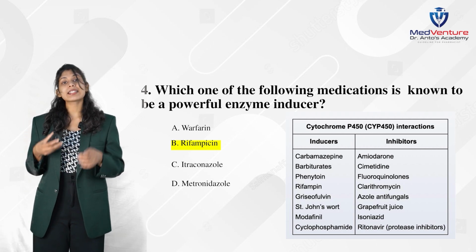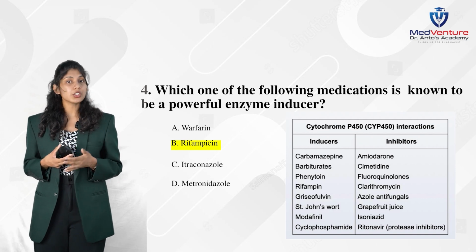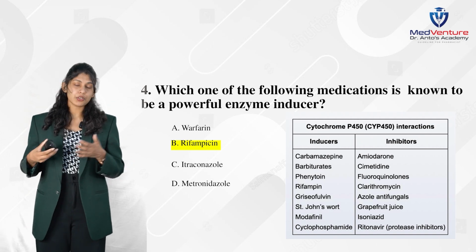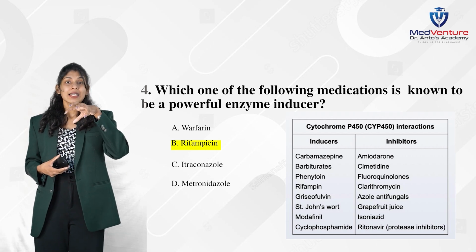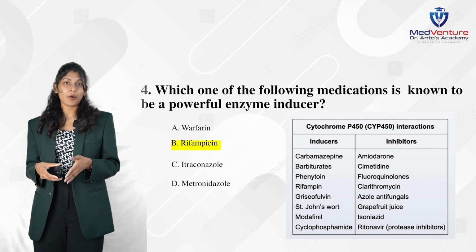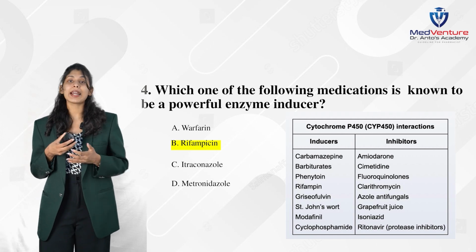Whereas if you take an enzyme inhibitor, the opposite happens. It inhibits the metabolism of the other drug. So when you take an enzyme inhibitor along with another, normal drug, it inhibits the metabolism of the other drug, and what happens? It cannot get out of the body. It stays in the body and gets accumulated, causes toxicity, and increases side effects.